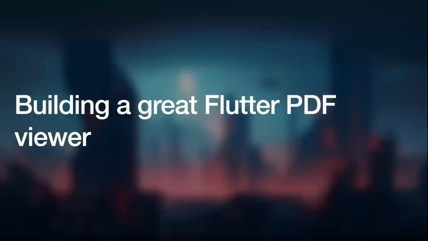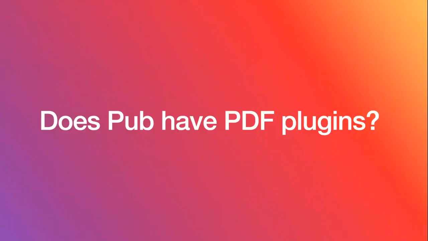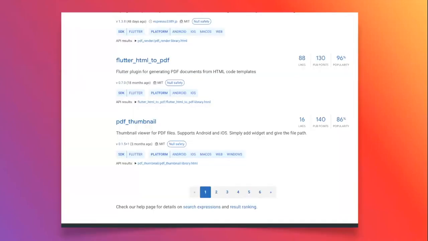So let's talk about building a great Flutter PDF viewer. We're going to tear out all those features related to highlights and linking. We're just going to talk about the PDF. How do we make a great PDF viewer? Well, like I said, the first place we go is Pub. Are there any Flutter PDF plugins on Pub? And there sure are. There's a seeming endless list of PDF plugins available on Pub.